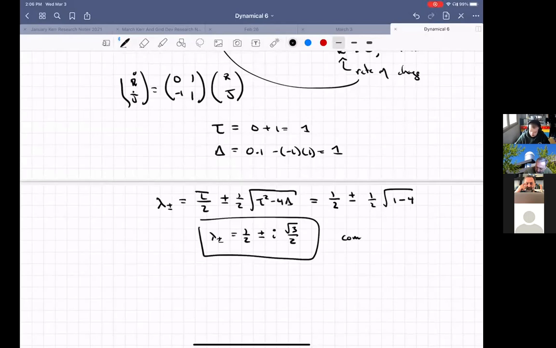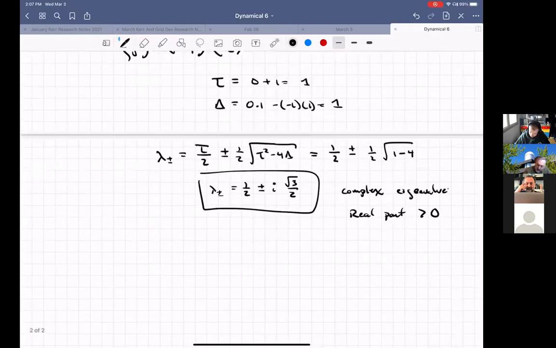Okay, so we have complex eigenvalues with a real part that's positive. All right, so we've got complex eigenvalues and a real part that's positive. Anytime we have complex eigenvalues, this means that we're going to have a spiral. If the eigenvalues turn out to be real, then we can have saddles and nodes. If the eigenvalues turn out to be complex, we're going to have spirals or centers. And since the real part is positive, it's going to be an outgoing spiral.